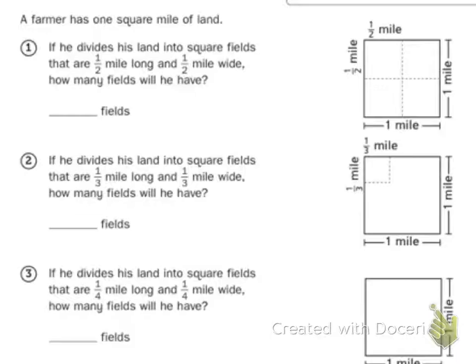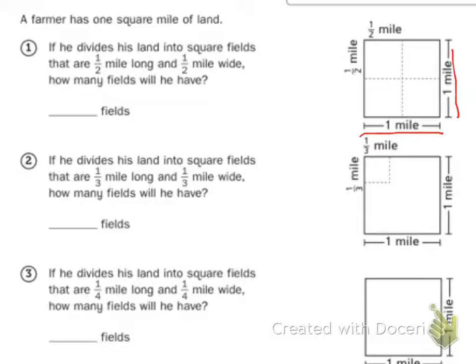So, your homework says a farmer has 1 square mile of land. So this whole thing right here is telling us it is 1 square mile. See how it has 1 mile by 1 mile? That is 1 square mile because 1 times 1 is 1 square mile. It says if he divides his land into square fields that are a 1/2 mile long and a 1/2 mile wide, how many fields will he have?